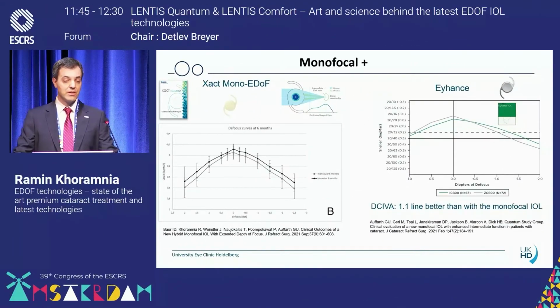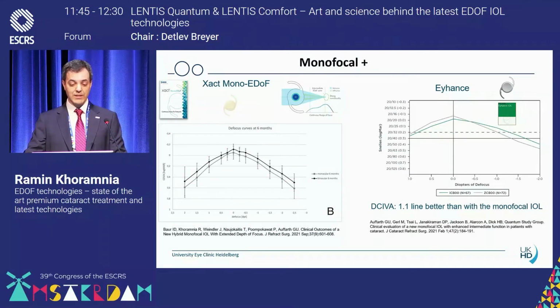Before I end my talk, I also would like to quickly address the new segment of, let's call them, monofocal plus intraocular lenses. In my talk, I have been mainly talking about EDOF intraocular lenses, which are there to achieve excellent visual acuity results in the far and intermediate distance. Monofocal plus lenses are not really comparable with EDOF lenses in that regard, that they achieve the same visual acuity results in the intermediate distance like the EDOF lenses.